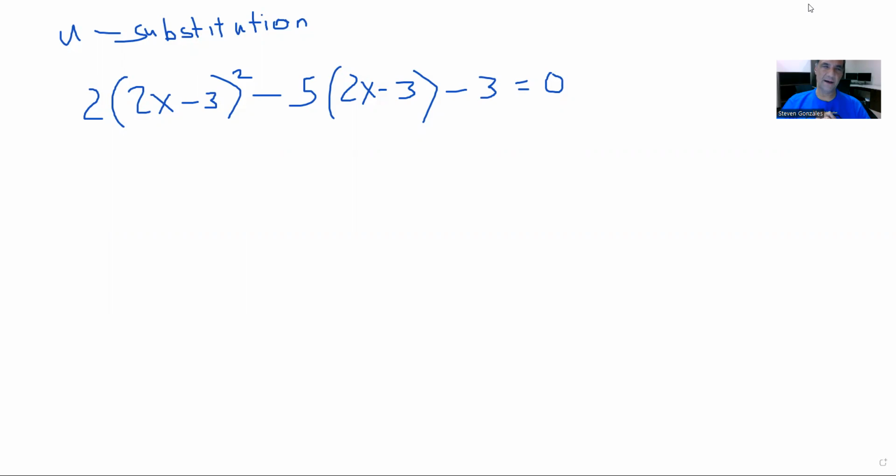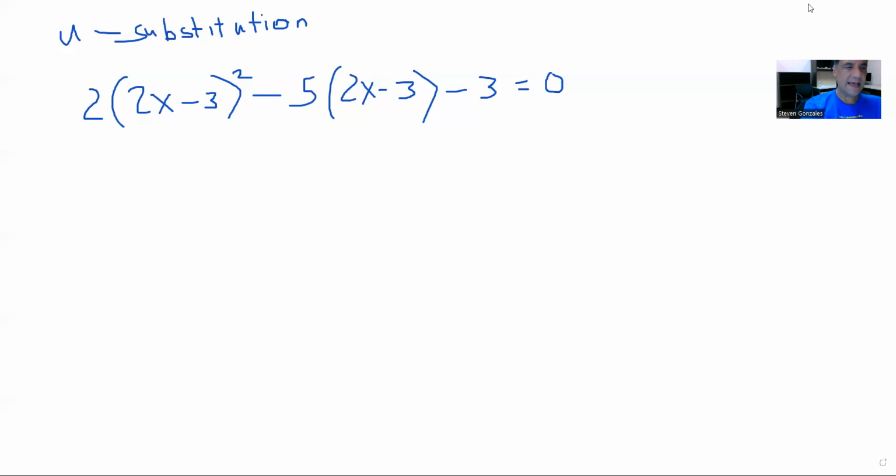Here's an example of what is actually a quadratic equation, but this quadratic equation is actually composed of a 2x minus 3, which is a linear function. You'll see some of these problems. There's more than one way to solve, but one convenient thing a lot of mathematicians like to use, and even a lot of math students like to use, is what they call U-substitution.